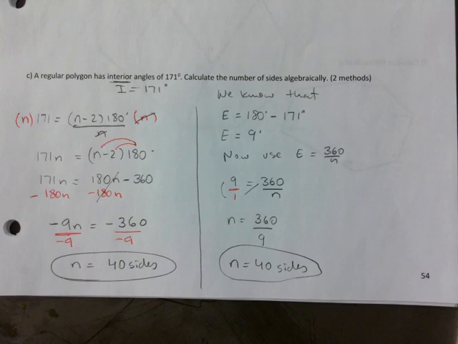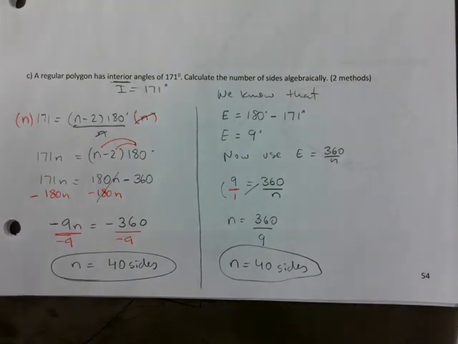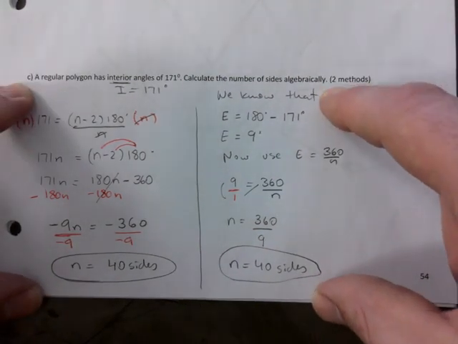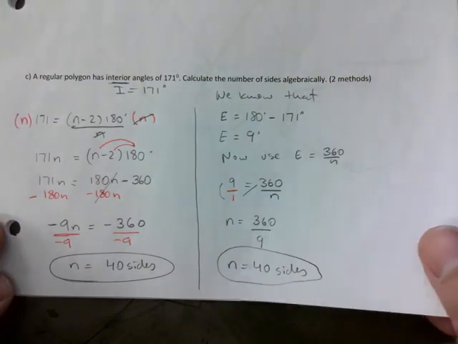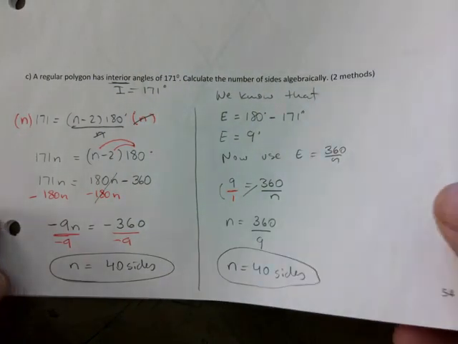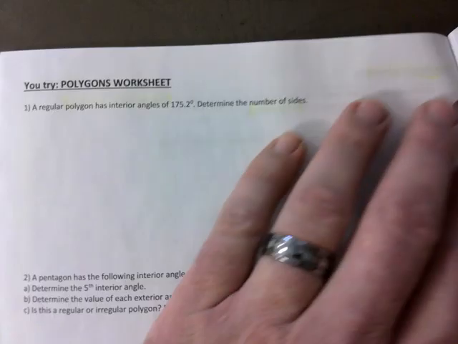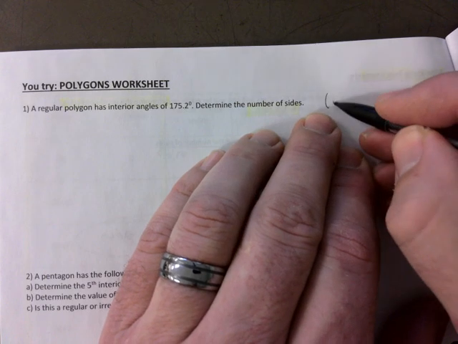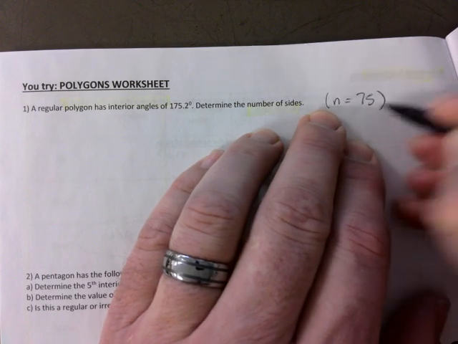Okay, so I think I'm going to stop there. If you want to try this one right here that I just did, go to the next page, 55, and it's that first question there. And I'll give you the answer, I don't think it's going to take away from the work: n is equal to 75.